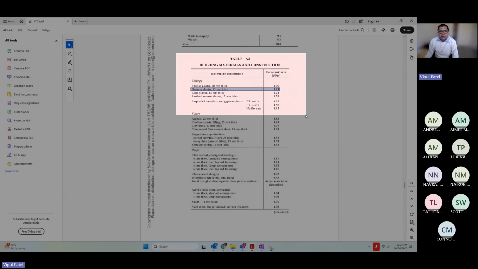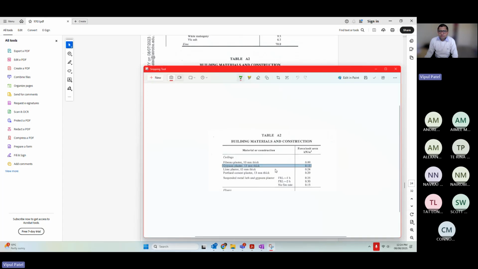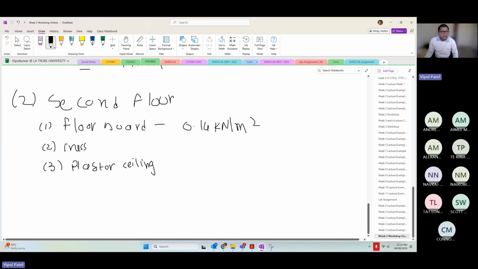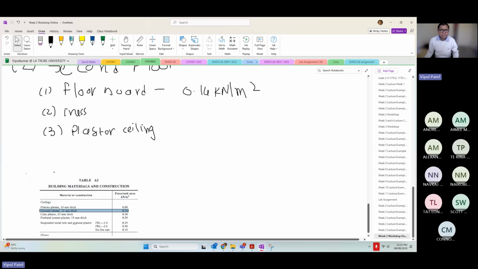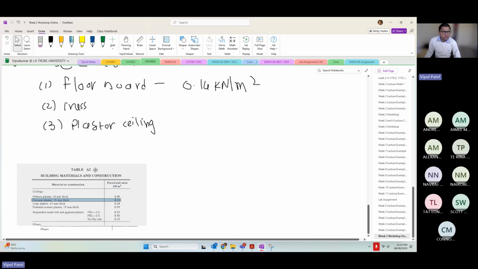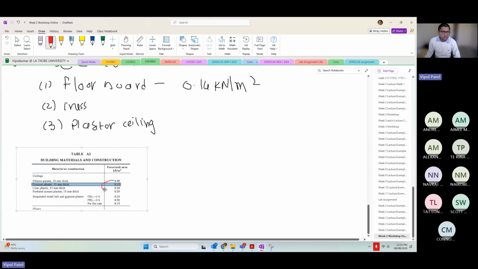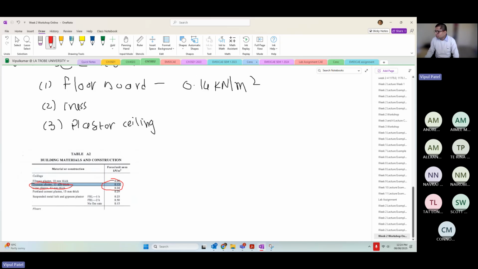That is 0.13 from AS1170 table A2. So let me go back and put it. This is floorboard. I use 0.13 because that's what the manufacturing supplier is talking about. If you use 0.13, nothing harms. They're still fine. As I said, in this subject it is the engineering judgment that you need to use.